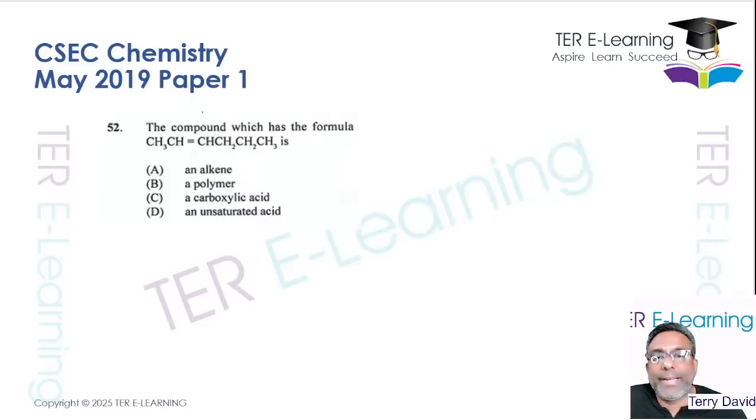So people are saying it is an alkene. Yeah, it is an alkene. Alkenes are unsaturated, and I know this because you see this double bond here? That tells me it's an alkene. That's why. So that's 52.